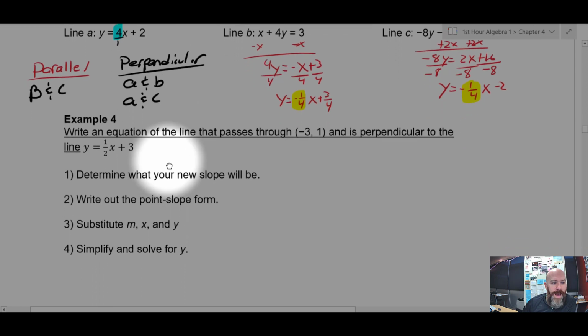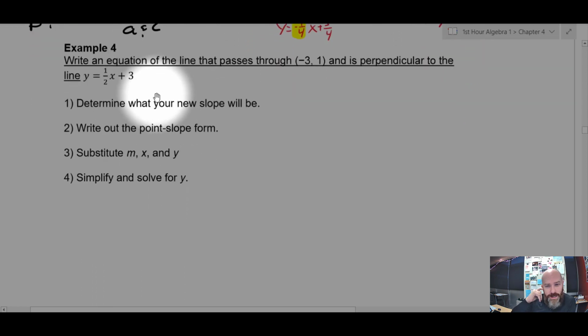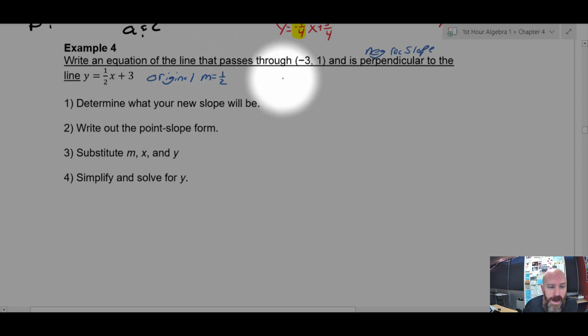All right, let's look at example 4. Write an equation of a line that passes through this point, negative 3, 1, and is perpendicular, which means we need to find a negative reciprocal slope to the line y equals 1/2 x plus 3. So determine the new slope. So if the original slope is 1/2, the negative reciprocal means I'm going to flip that to be 2 over 1. And if this is positive, this is negative, which is just negative 2. So I want to use a negative 2.